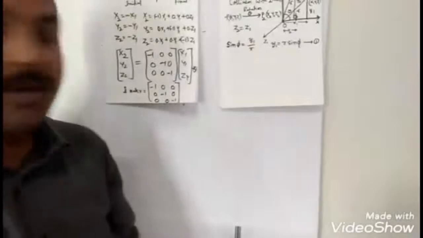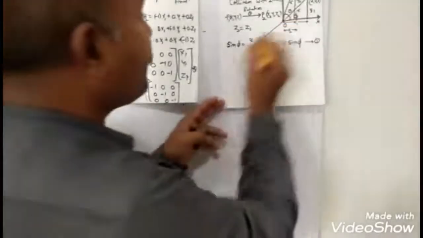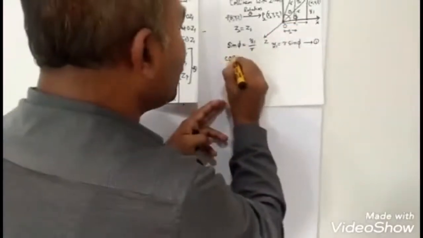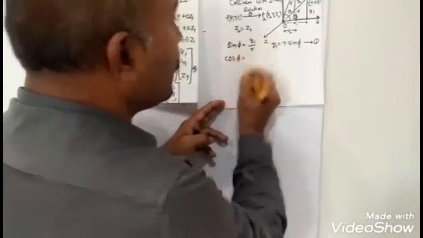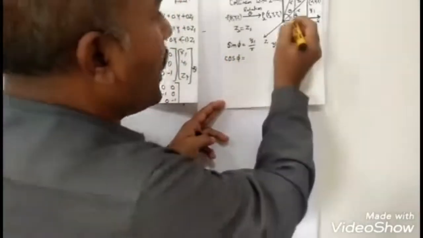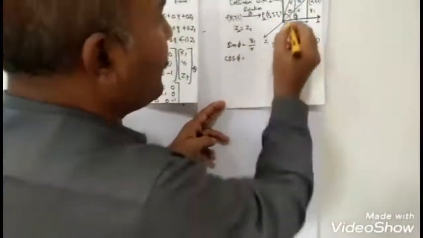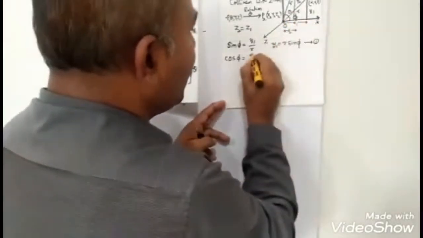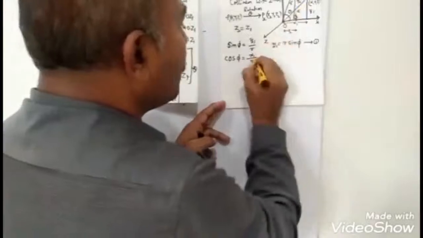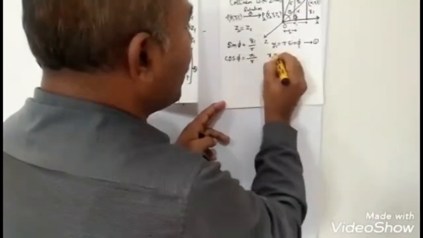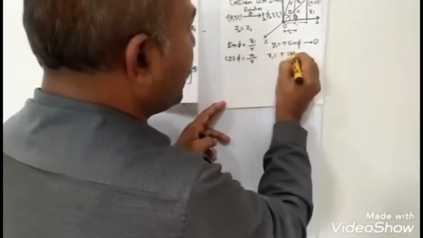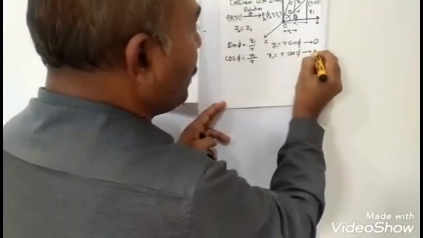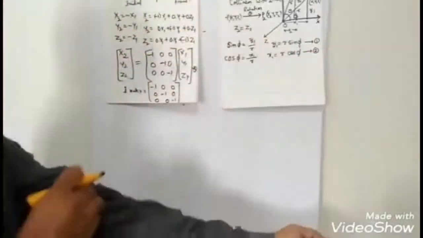Similarly, go for the cos phi value. Cos phi is equal to adjacent by hypotenuse. The adjacent of this triangle is x1, so cos phi is x1 by r. Then x1 is equal to r cos phi. This you keep as equation number 2.